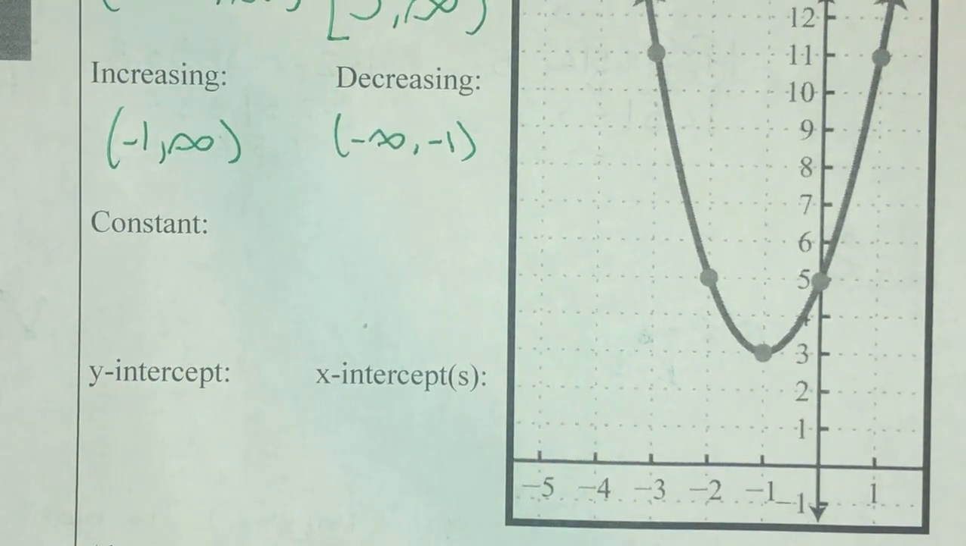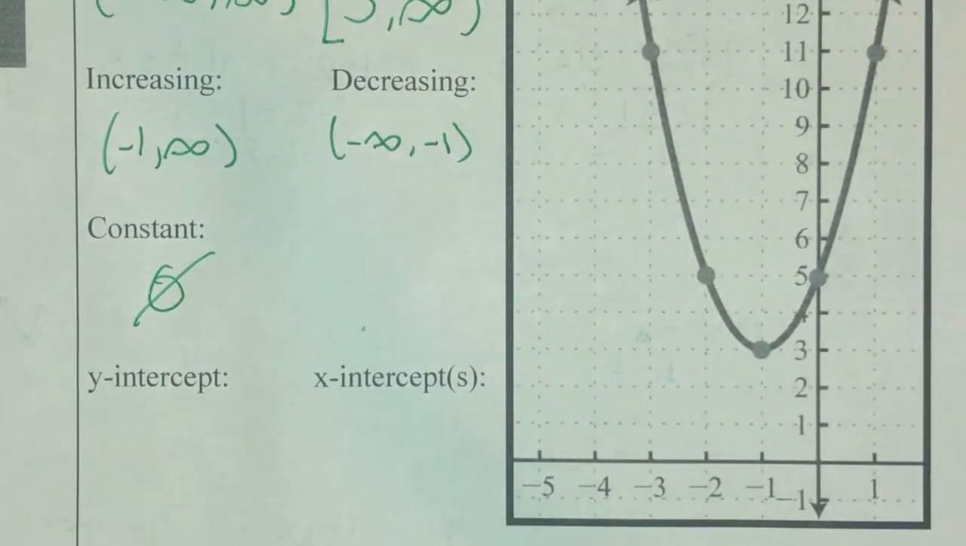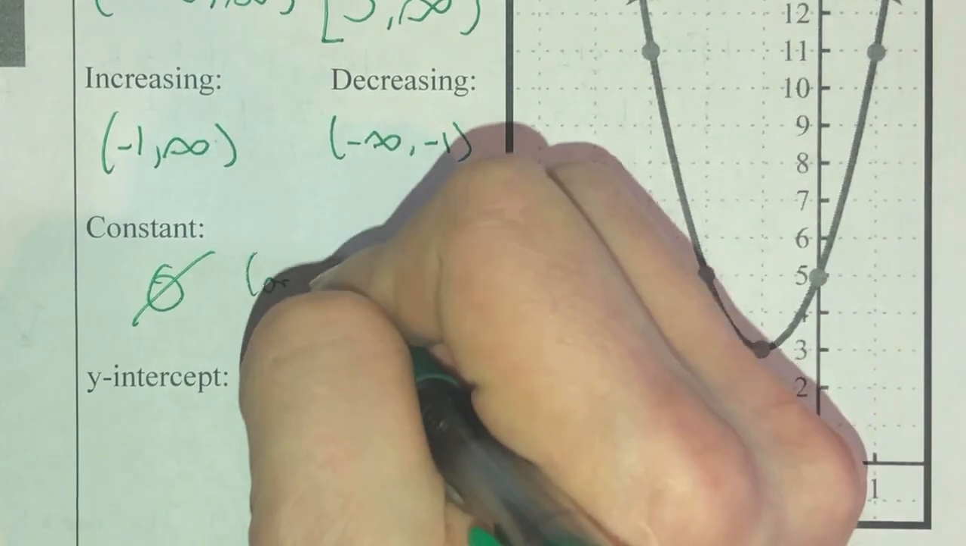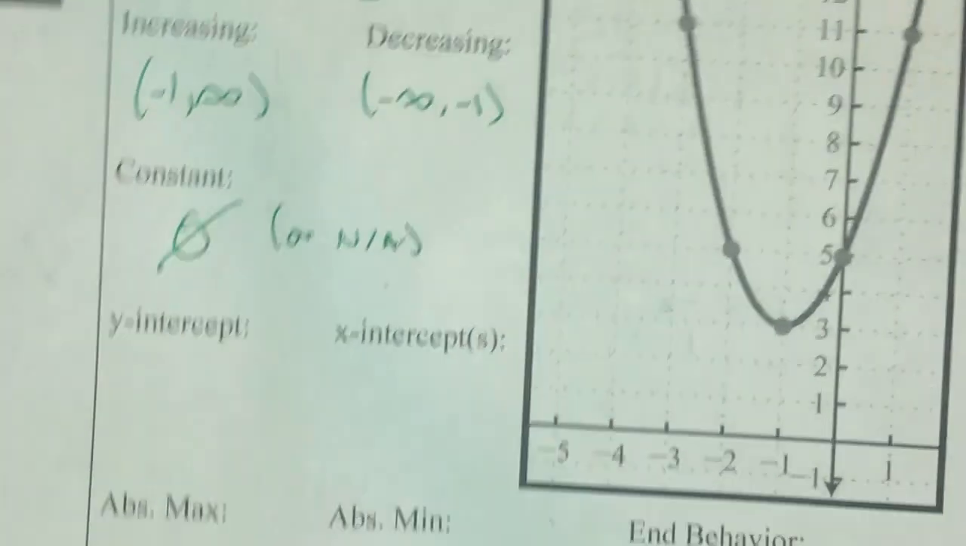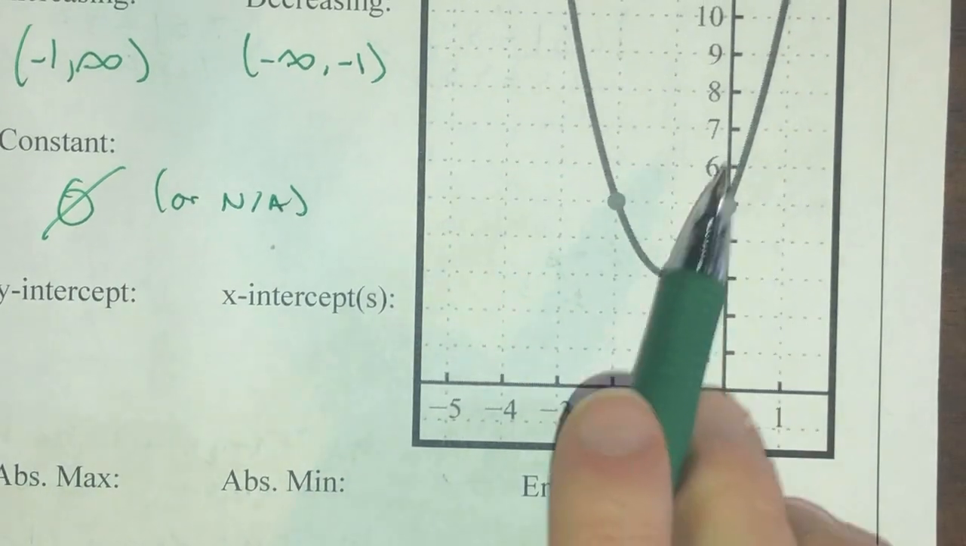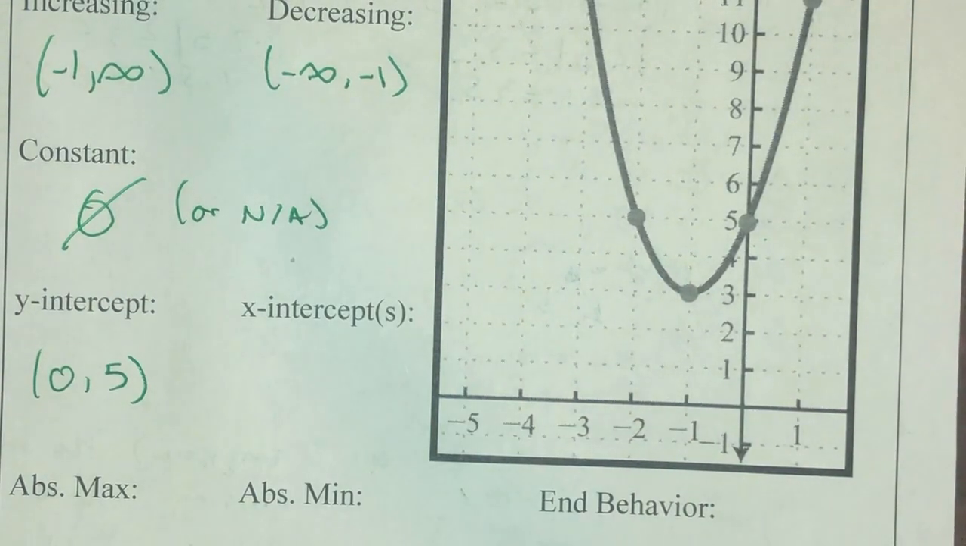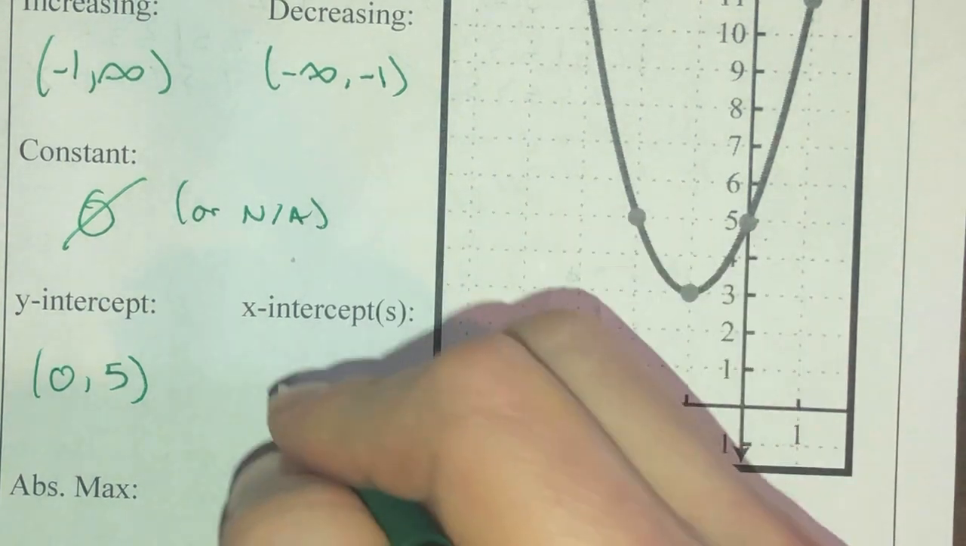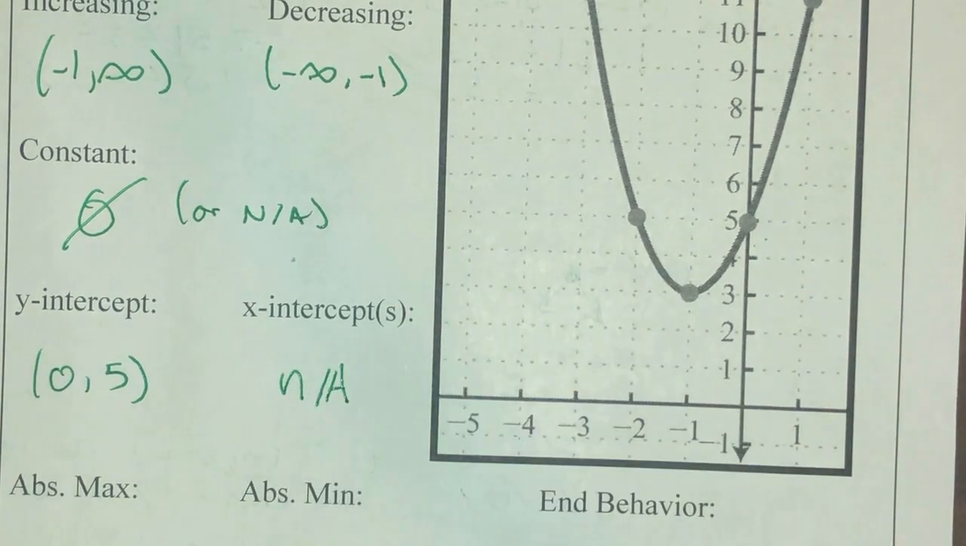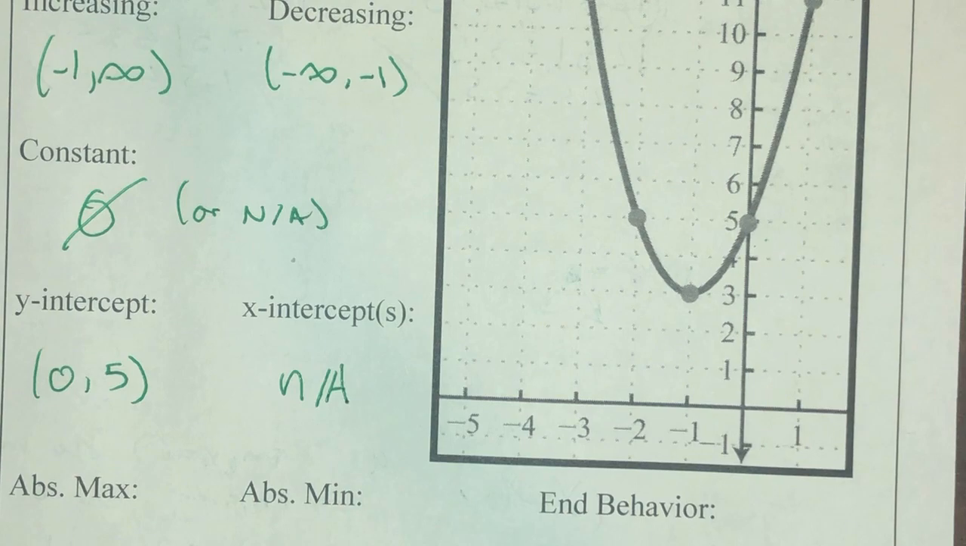Use the x. Constant, nowhere. Okay? Or you could write NA. That's fine with me. Y-intercept, (0, 5). X-intercepts, does it touch the x-axis? No. NA. Okay?